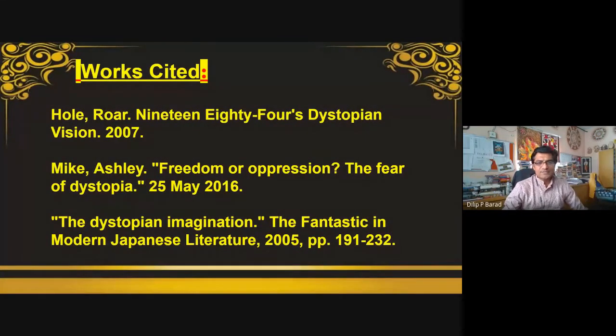Yes, there must be the writer of this last citation also. The Fantastic Modern Japanese Literature, 2005, page number. So there must be a writer also. That writer should be mentioned in the citation.